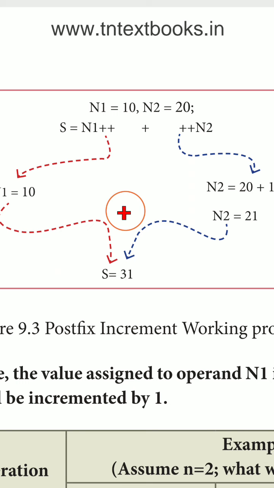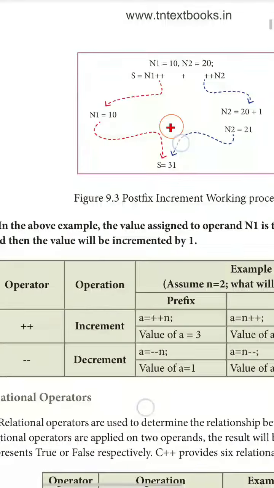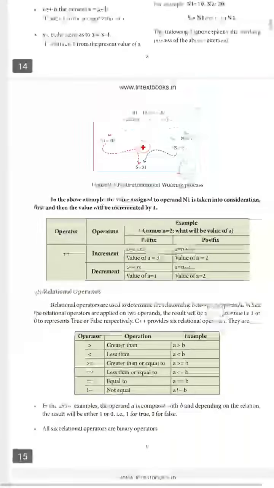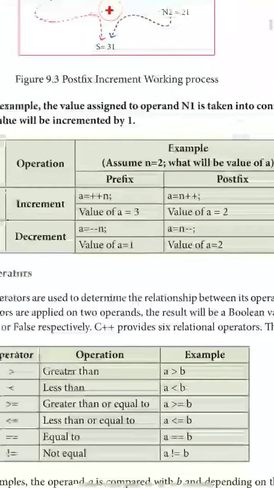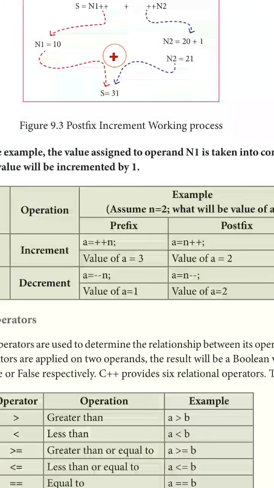So after the execution of this statement only, the n1 value will be incremented to 11. In the next statement, when you get the value of n1, it will be given as 11. So this is the difference between the increment and decrement operator. The same goes for the decrement operator also.